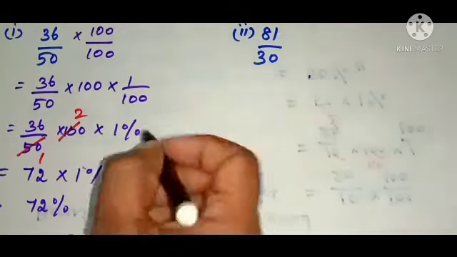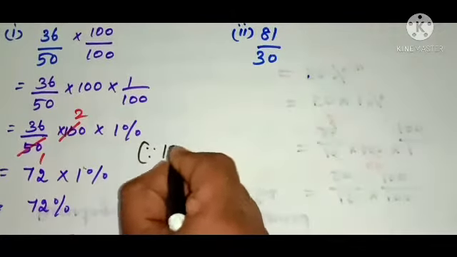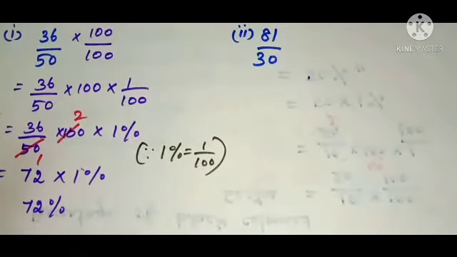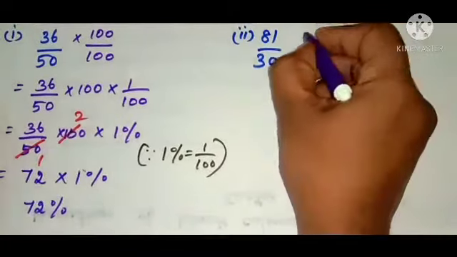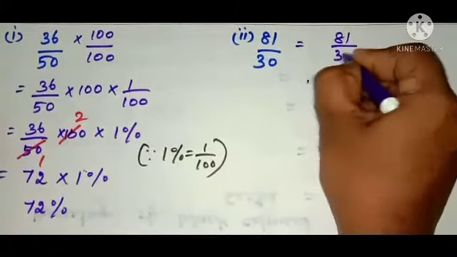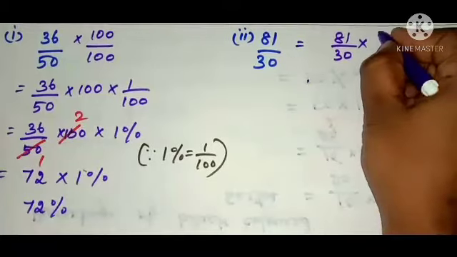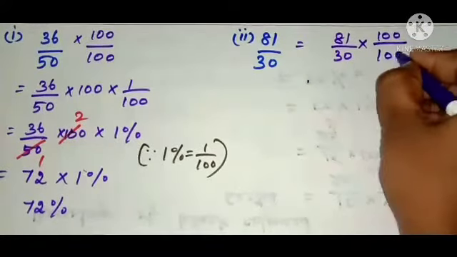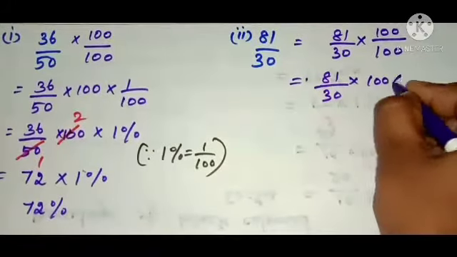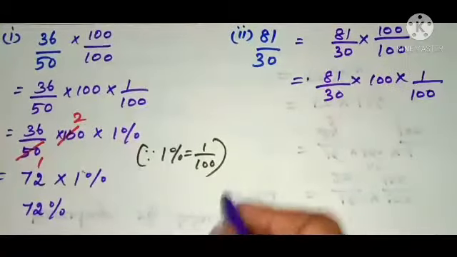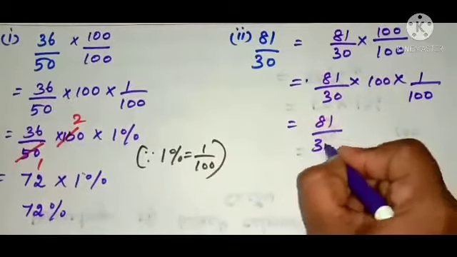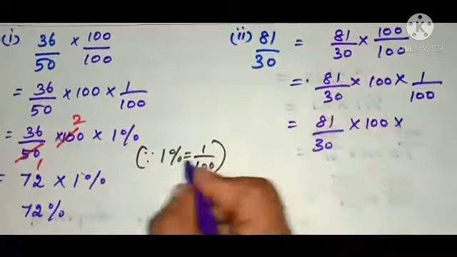Here it is very important: 1% is equal to 1 by 100. And again, see the second fraction, 81 by 30. First, to convert the fraction into percentage, multiply and divide by 100. And in the next step, write down like this. Separate 100 by 100 like this. 81 by 30 into 100, 1 by 100 is 1%.